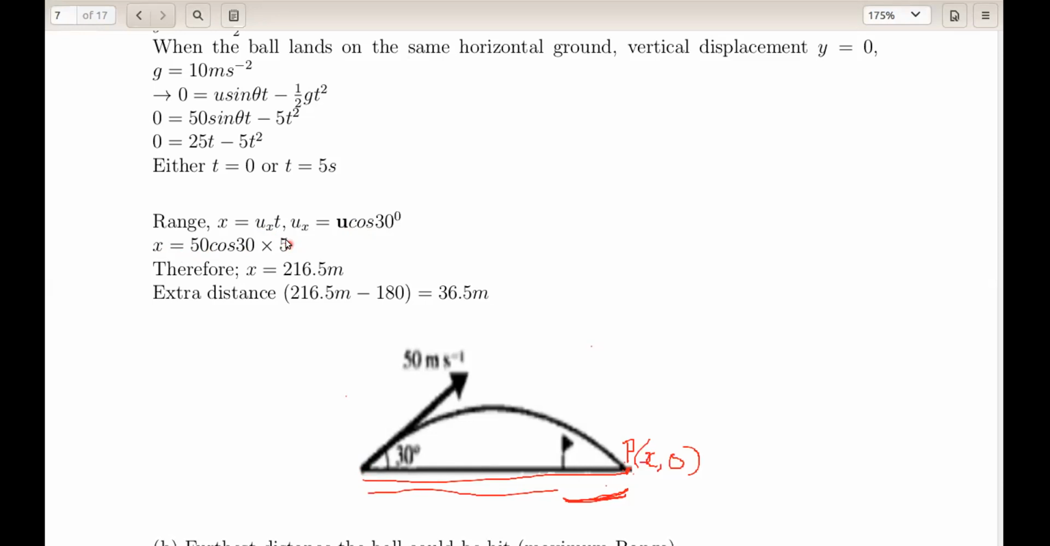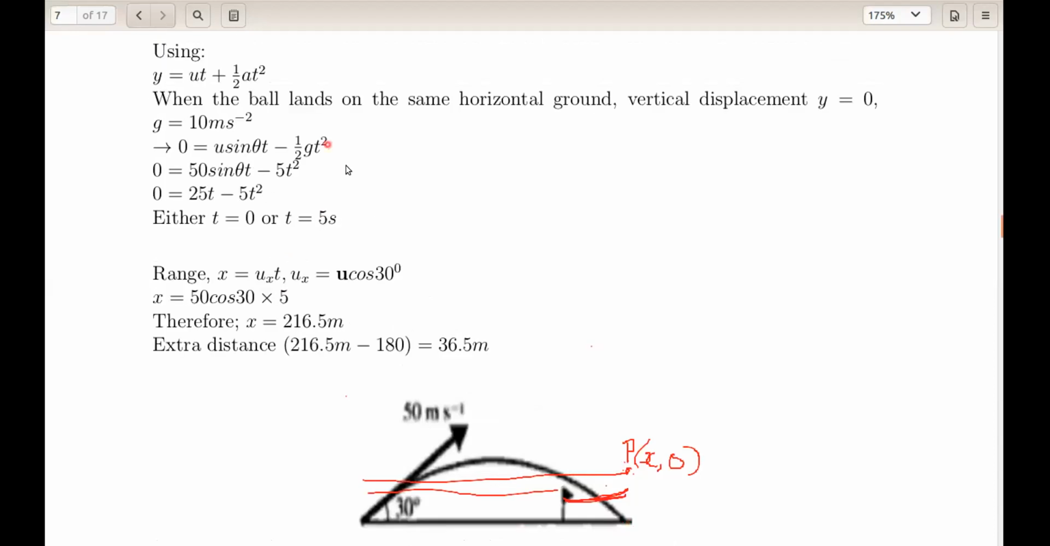How do I get time? I go to the vertical displacement. Vertical displacement guides us to find time. Why?